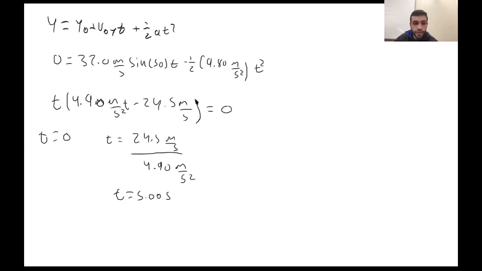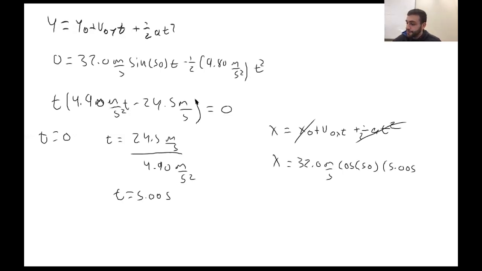Plug that into our original formula of x is equal to x naught plus v naught x times t plus 1/2 a t squared. We know that there's no acceleration in the x direction, so we can cancel that. We know that there's no initial x, so we can cancel that. That was 0. So we're just left with v naught x times t. So x is equal to 32.0 meters per second times cosine of the angle 50 times the time that we just solved for. We can solve for x is equal to 103 meters. So these are our 2 answers for this one.